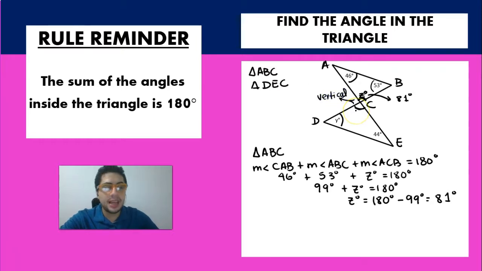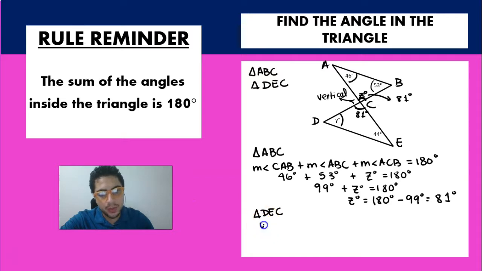And because they are vertical angles, they're going to have the same measurement, right? So that means that this is 81 degrees as well. Now, it's much easier because now we know that in triangle DEC, the sum of the three angles is also going to give us a total of 180 degrees.